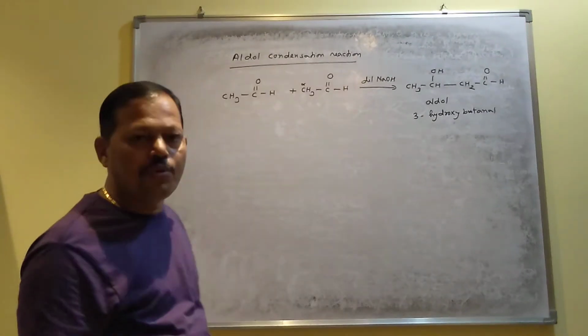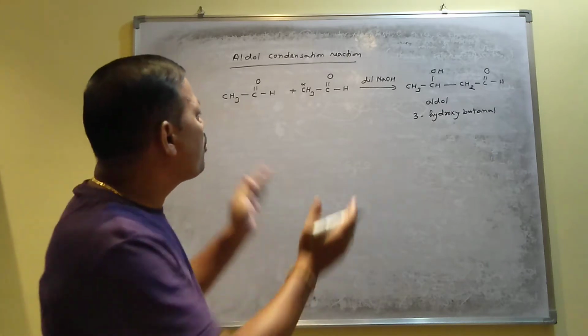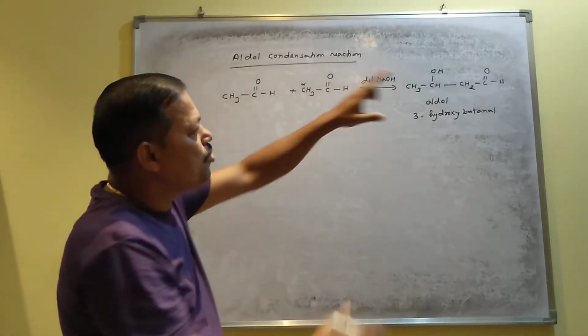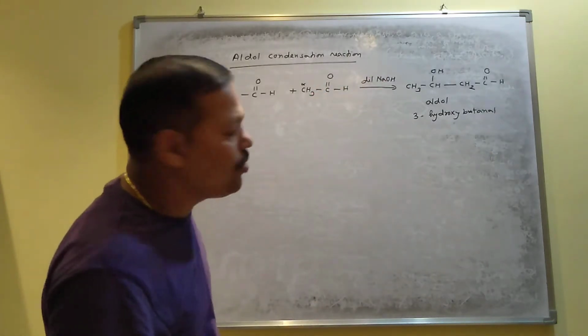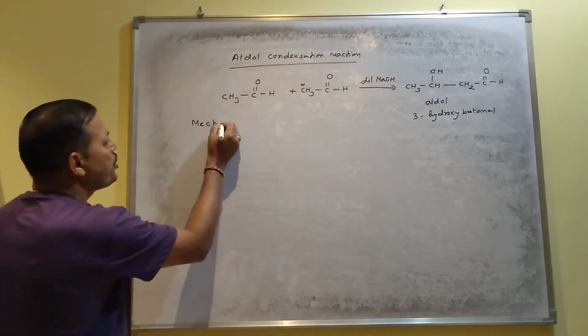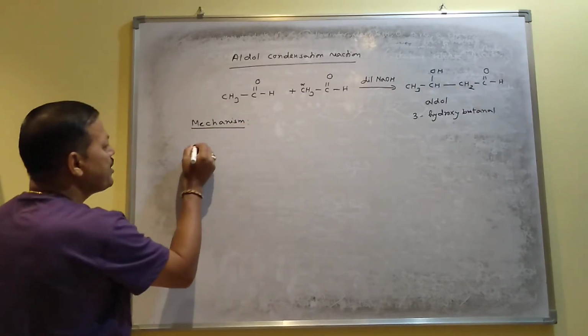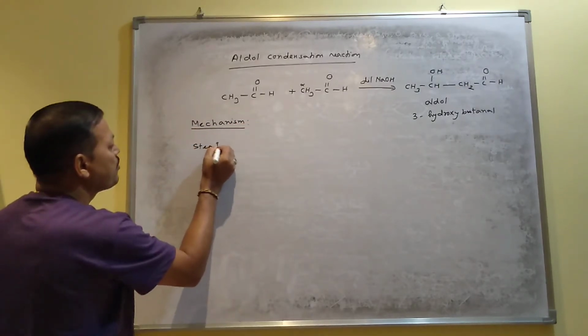Now I will show you the mechanism of the aldol condensation reaction, how two molecules combine to form a single one, I mean it produces aldol. So I will show you the mechanism. And as for the role of sodium hydroxide, you can see it in the mechanism. So in the mechanism, step 1.